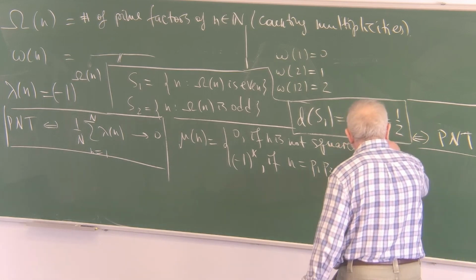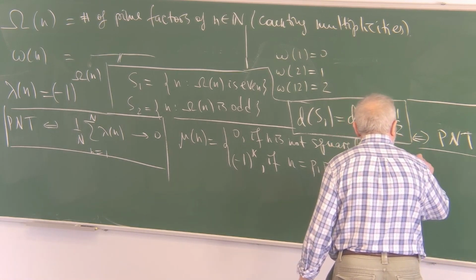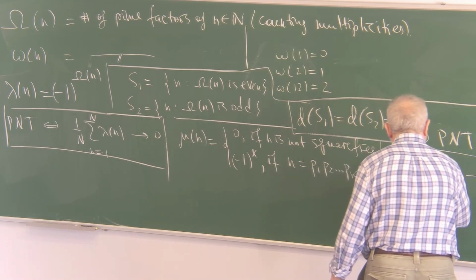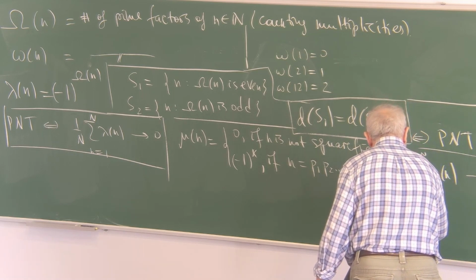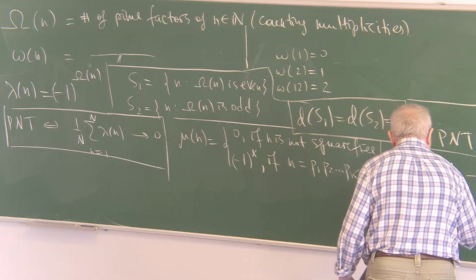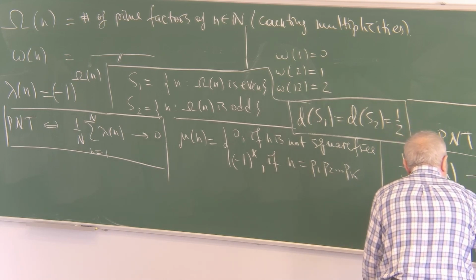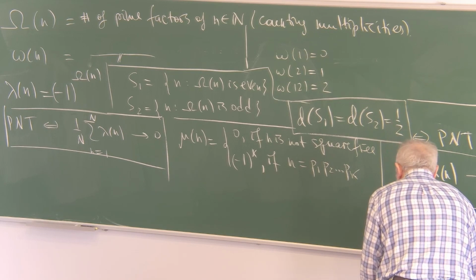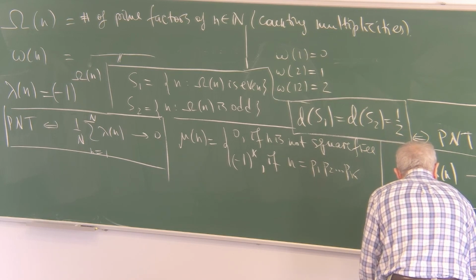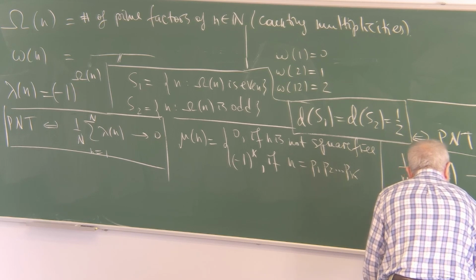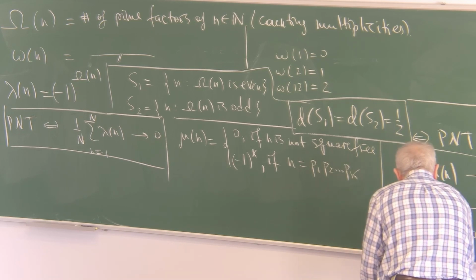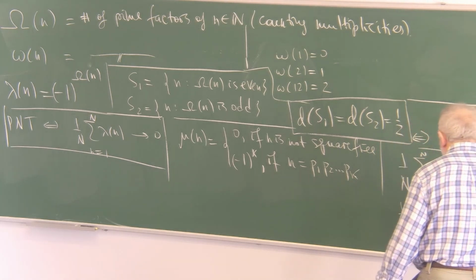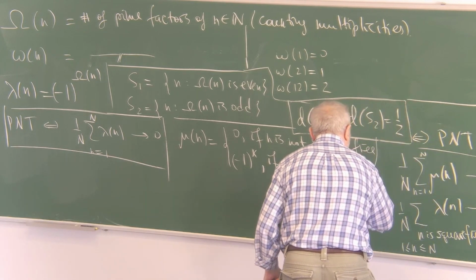And there exists a nice additional form of PNT: the average of mu of n goes to 0. And this is the same as saying that lambda of n averages to 0 when n is square free. And that's yet another form of PNT, and maybe that's good enough for us. So this is, again, PNT.